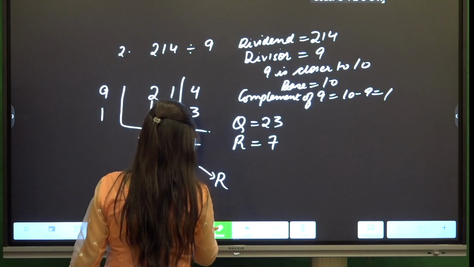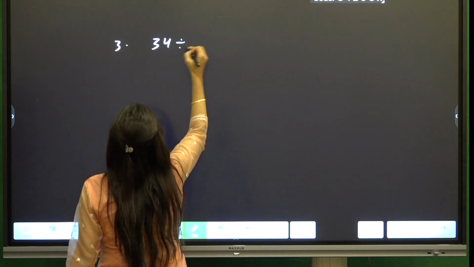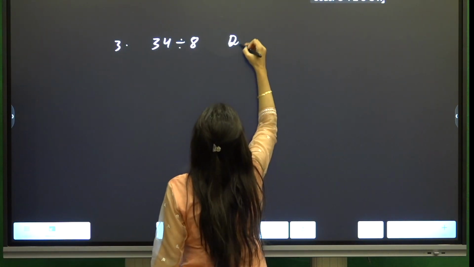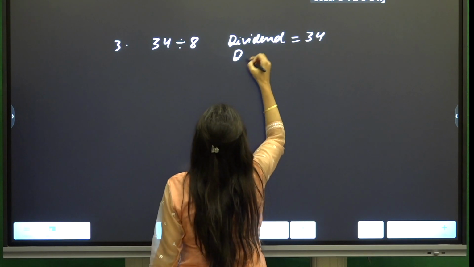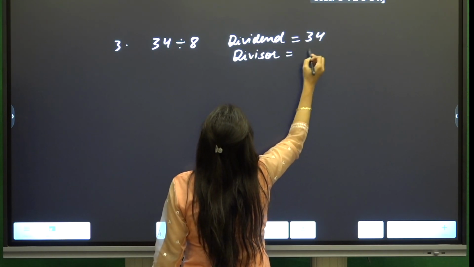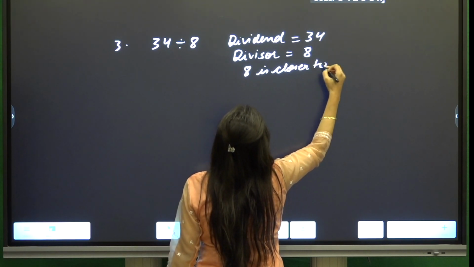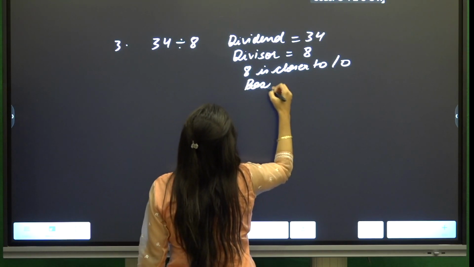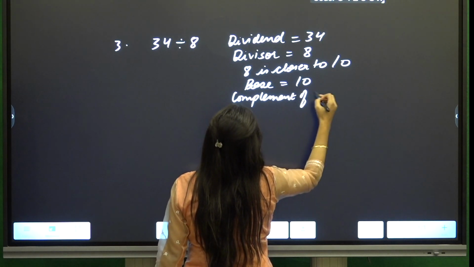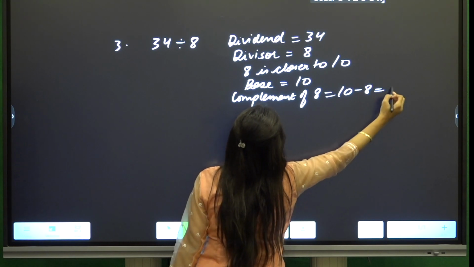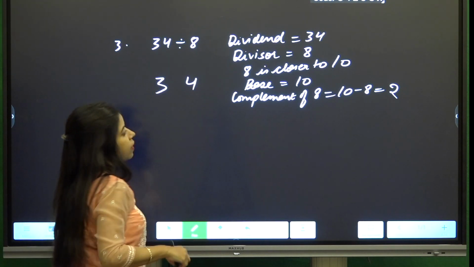Say 34 divided by 8. Here dividend is 34, divisor is 8. 8 is closer to 10, base here is 10, complement of 8 is 2. So, I am going to split 34 into two parts, the quotient part and the remainder part.